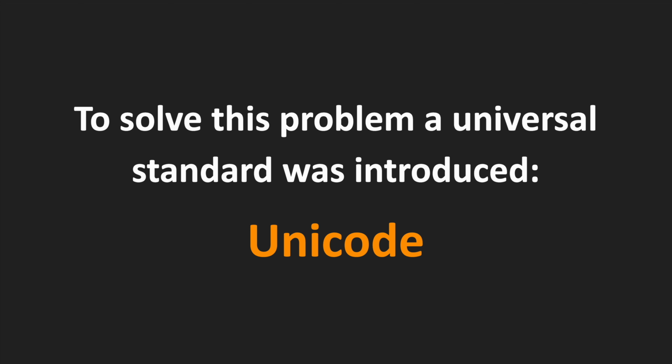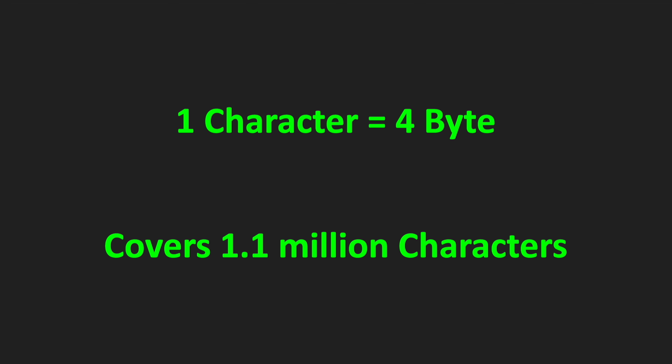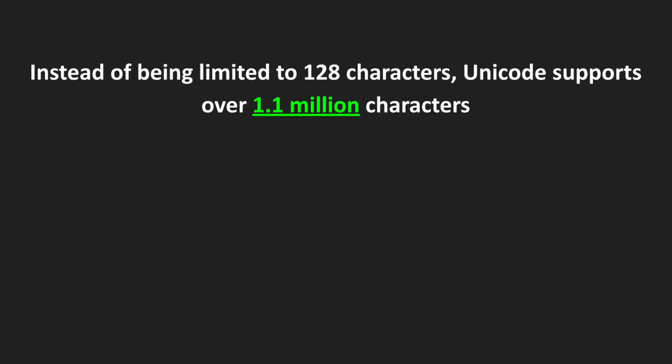To solve that problem, a universal standard was introduced, called Unicode. In Unicode, we assign a unique number called a code point to every character in every language and every alphabet on Earth. So in Unicode, instead of 1 byte for one character, we have 4 bytes, which is 32 bits, and that covers 1.1 million characters.